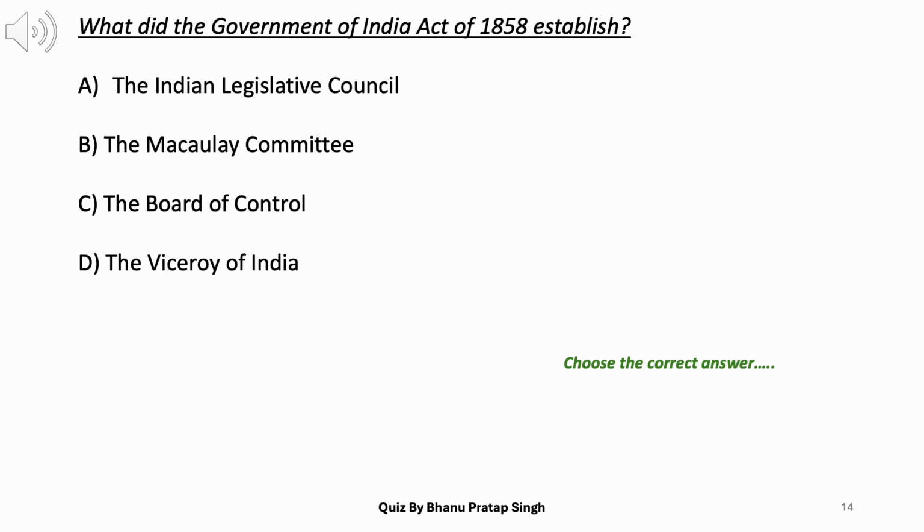14. What did the Government of India Act of 1858 establish? A. The Indian Legislative Council. B. The Macaulay Committee. C. The Board of Control. D. The Viceroy of India.